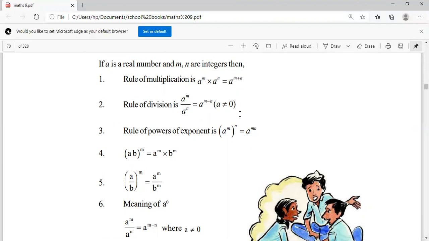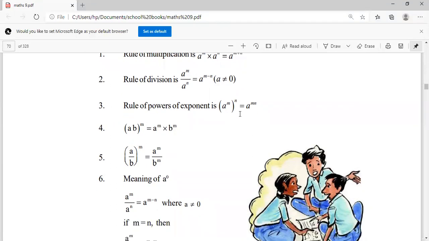The fourth one is ab whole to the power m. If it is written like this, then you can distribute it as a to the power m into b to the power m. In the same way, in the division form, a upon b whole to the power m can be written as a to the power m upon b to the power m. This is your rule number 5.